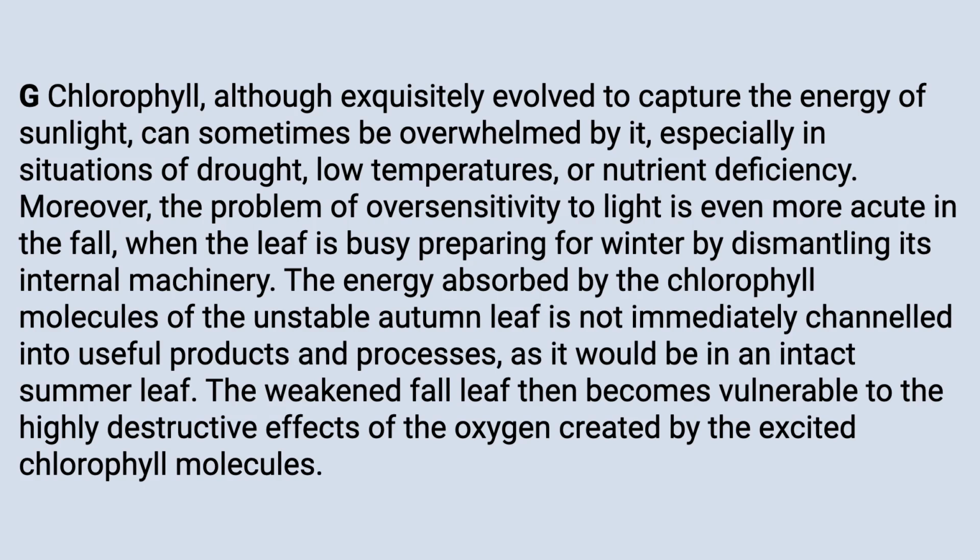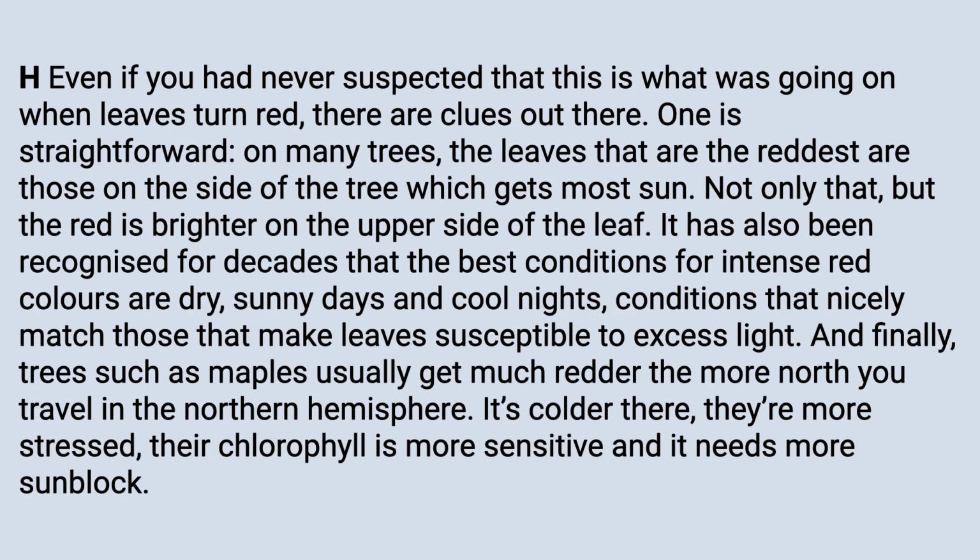The energy absorbed by the chlorophyll molecules of the unstable autumn leaf is not immediately channeled into useful products and processes, as it would be in an intact summer leaf. The weakened fall leaf then becomes vulnerable to the highly destructive effects of the oxygen created by the excited chlorophyll molecules. Even if you had never suspected that this is what was going on when leaves turn red, there are clues out there. One is straightforward.